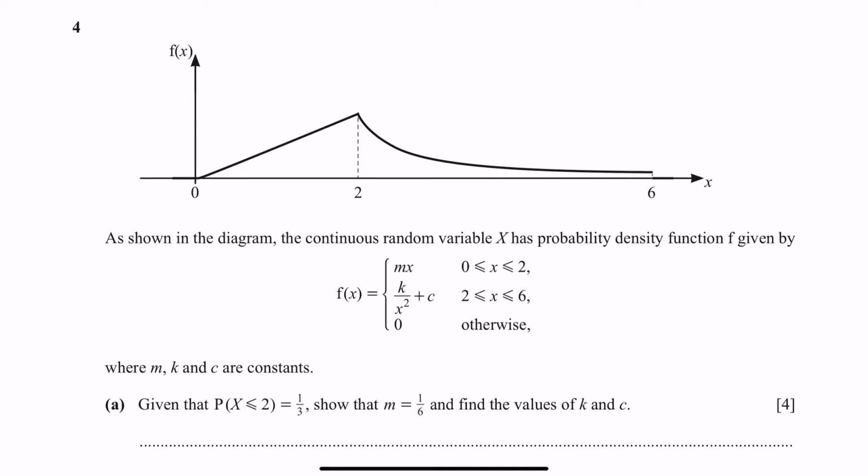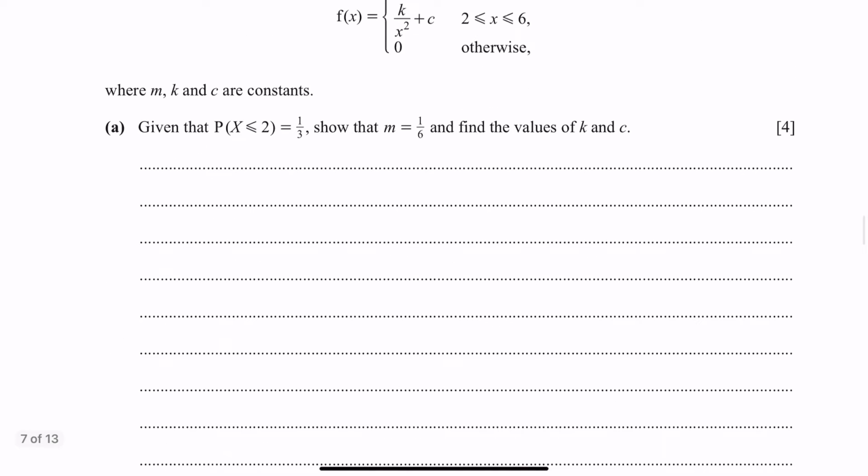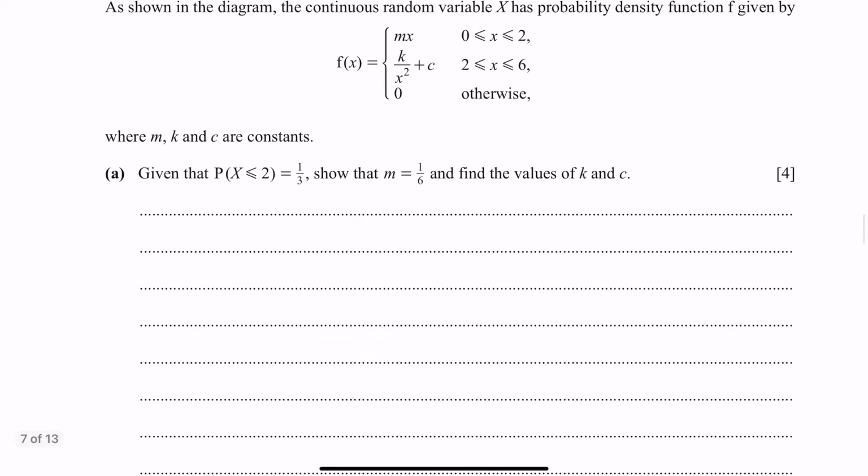Question 4. As shown in the diagram, the continuous random variable x has probability density function f given by mx when x is between 0 and 2, and k over x squared plus c when x is between 2 and 6, and 0 otherwise. So part A, given that the probability of x less than or equals to 2 is 1 over 3, show that m is equals to 1/6 and find the values of k and c. So the first step, we need to find the value of m.